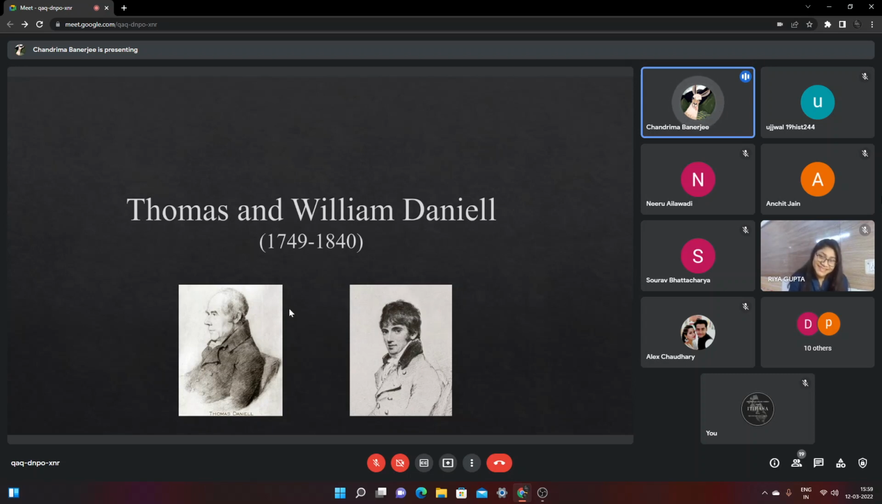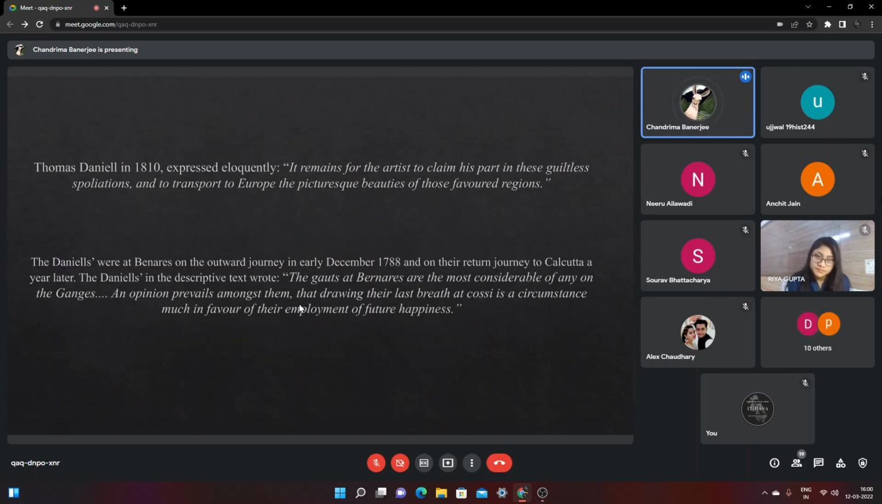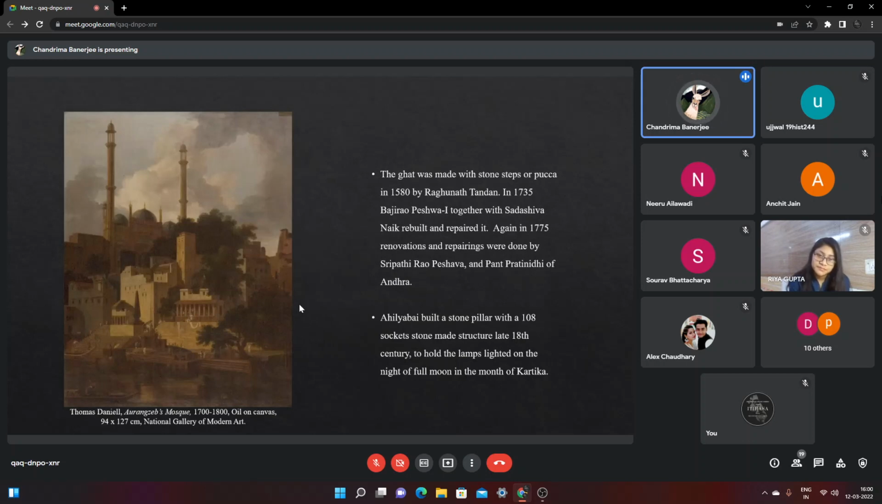So I'll just give you a brief introduction about Thomas and William Daniel. Thomas was William's uncle, right? So they were related because he was the nephew of him, and they traveled across India and tried to capture the topographical and the architectural establishments. And okay, this is the composition of Aurangzeb's mosque, the Alamgir Mosque.